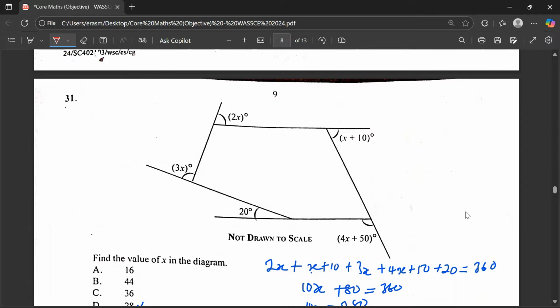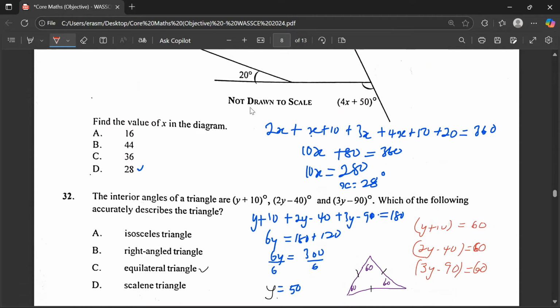Now, this is the diagram and we have to find the value of x in the diagram. Now, the sum of exterior angles of a polygon sum up to what? 360 degrees. So you're going to add this to this to this to this and then to this. And that must sum up to what? 360 degrees. And so if we do that and then make x the subject, we are going to have x to be 28 degrees. That is option D.